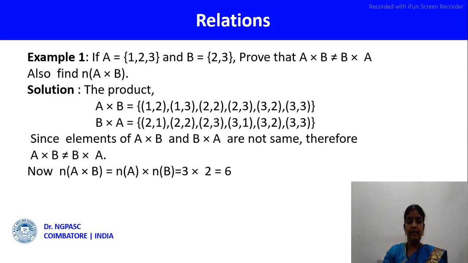Here A cross B is not equal to B cross A. So a Cartesian product is not commutative. Here n of A cross B, the number of elements in A cross B, is 6. Number of elements in A is 3. Number of elements in B is 2. So n of A into n of B equal to 6. Hence n of A cross B equal to n of A into n of B.